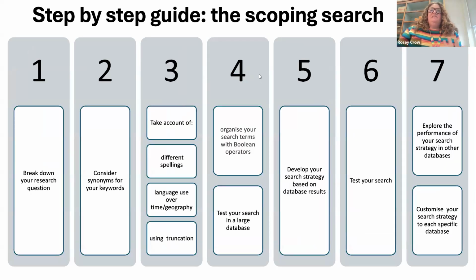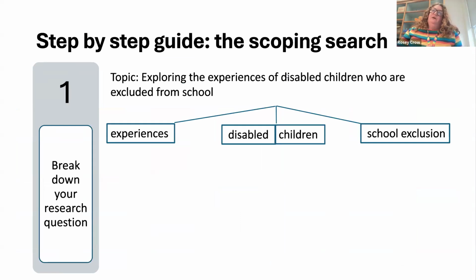Our first stage is this scoping search. In terms of the searching, it's probably the part where there's the most work to do, because you really need to figure out what's happening. I've tried to break it into 7 stages so that we can talk about each one in detail. The first thing to do is to think about your research question and break it down into the different components of that question.